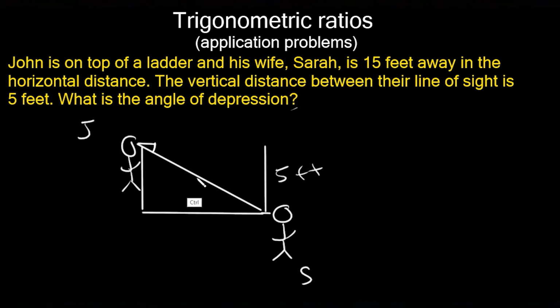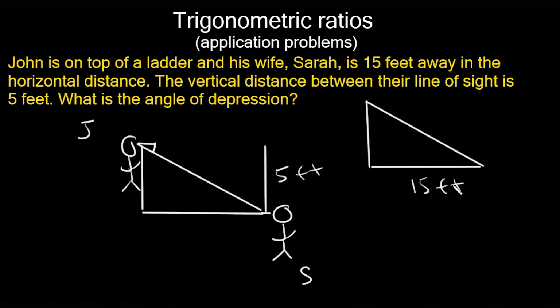So what I'm going to do here is just take this triangle off to the side. That way we have room to fill in our information. So I'm going to go ahead and draw it off to the side, just like so, okay? And we know that the distance between them is 15 feet. And then we're looking at the vertical distance between their line of sight. That is going to be 5 feet. So here's 5 feet. And we should probably extend this horizontal right here. That way we know that we're looking for this angle, okay?